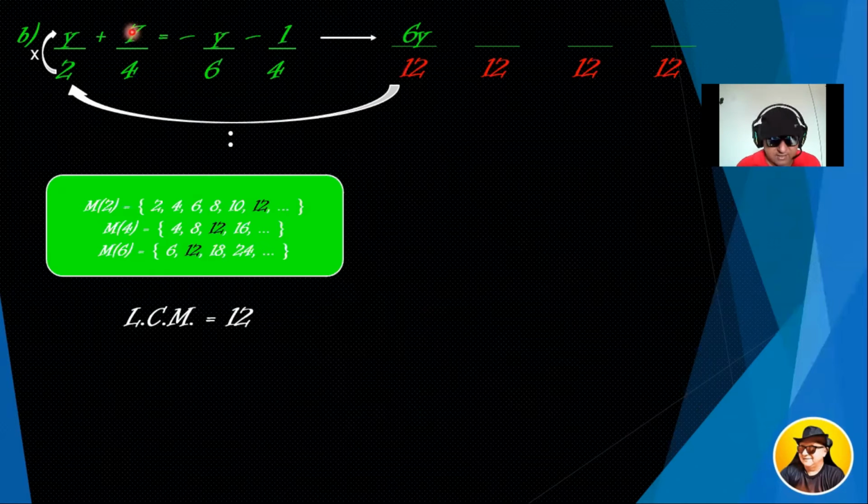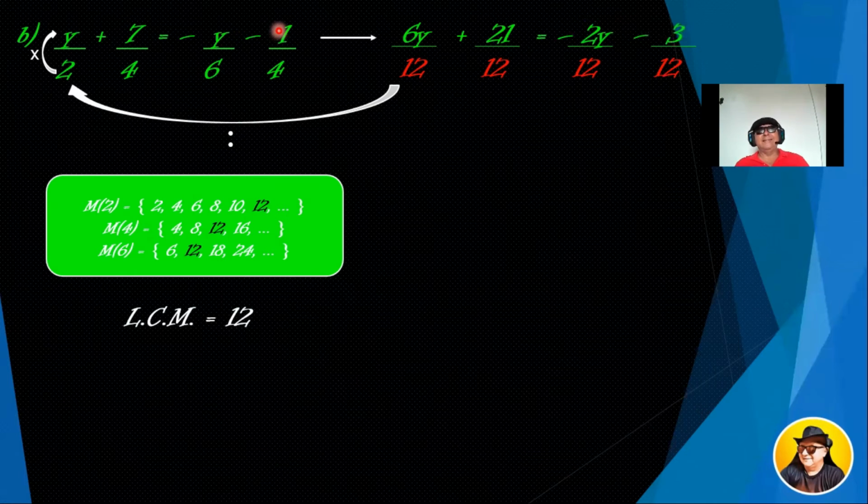Now 12 divided by 4 is 3. 3 times 7 is 21. So plus 21. And here, 12 divided by 6 is 2. 2 times minus y is minus 2y. And finally, 12 divided by 4 is 3. 3 times minus 1 is minus 3.